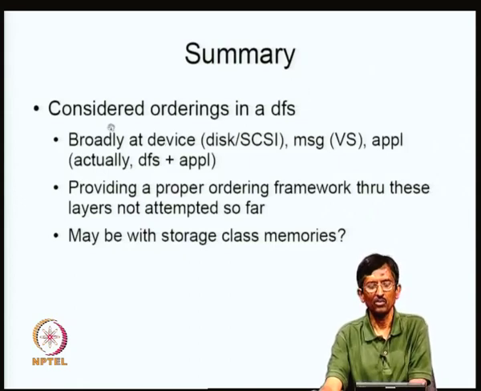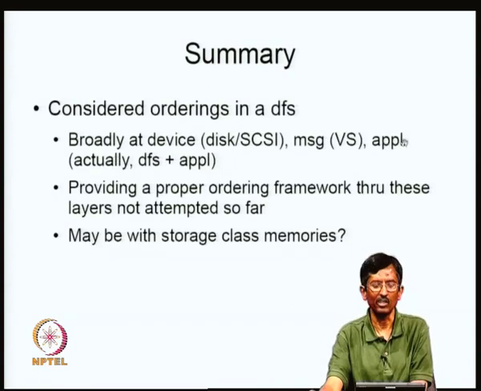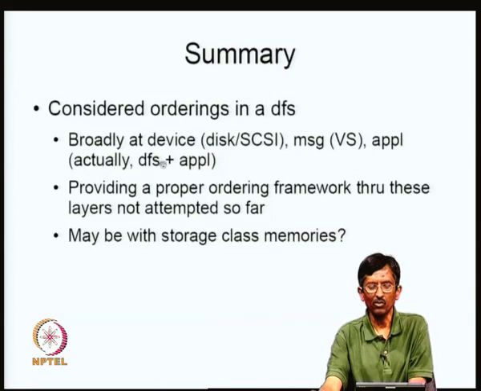Okay. So, the interesting thing for us is that there are varieties of orderings in a system like a distributed file system. It can happen at the device level, at the message level, at the application level. When I say application, I also mean kernel level, okay, because your file system is sitting on top of a messaging system. So, the distributed file system is actually sitting on top of this messaging system, okay. On top of the file system, there could be another application sitting on top of it, okay. So, there are various orderings going on at each of these levels.